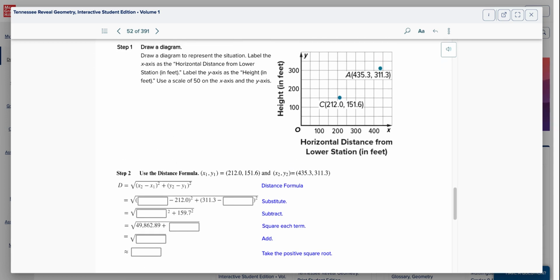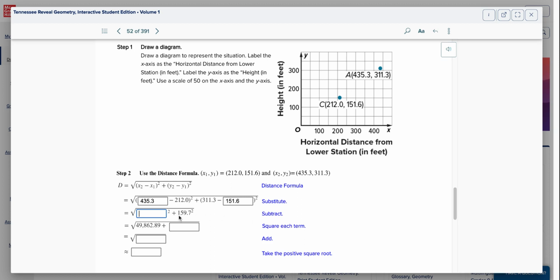All right, so I'm going to fill in here. All right, X2 is 435.3. And I'm subtracting X1, which is the 212.0. And plus, here we come, my Y's. I think they're doing this backwards, I guess, to prove to you that it really doesn't matter the order you put them in. And it really doesn't. Let's see. So Y2 is your 311.3. And I'm going to subtract Y1, which is the 151.6.